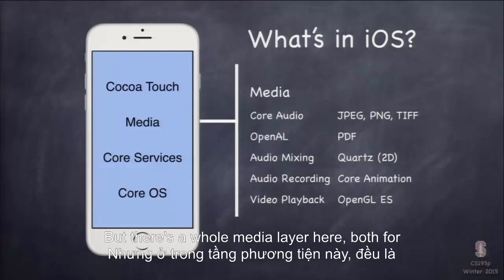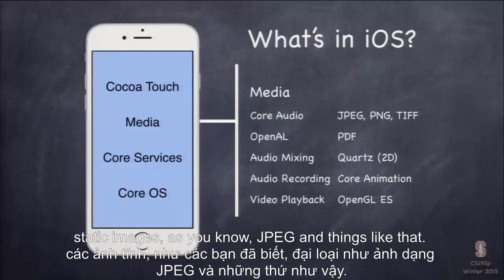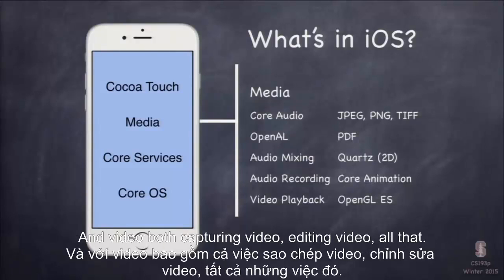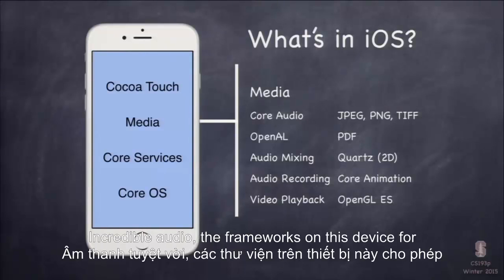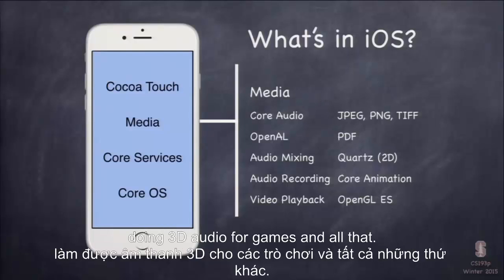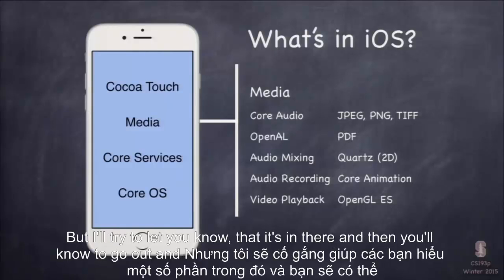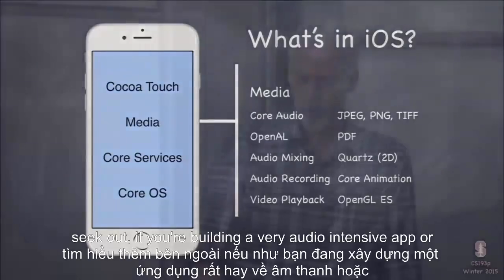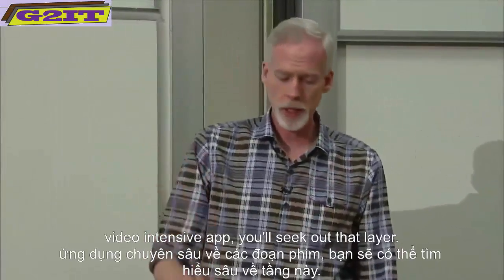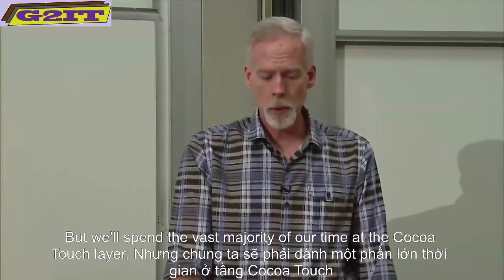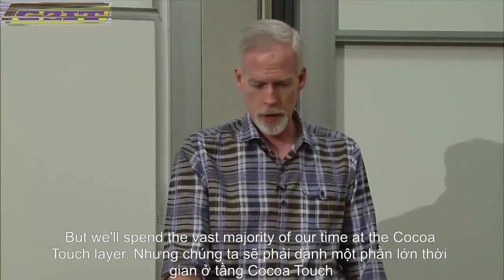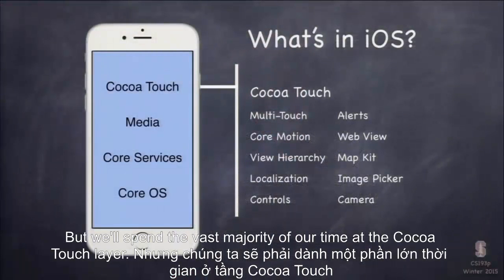But there's a whole media layer here, both for static images, JPEG and things like that, and video, both capturing video and editing video, all that. Incredible audio frameworks on this device for doing 3D audio for games and all that. Unfortunately, I get to very little of this layer. I'll try to let you know that it's in there, and then you'll know to go out and seek it out if you're building a very audio-intensive or video-intensive app. But we'll spend the vast majority of our time at the Cocoa Touch layer.